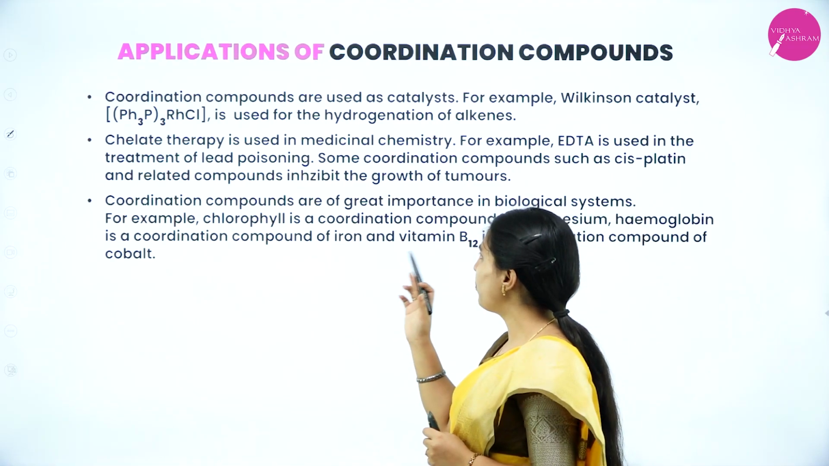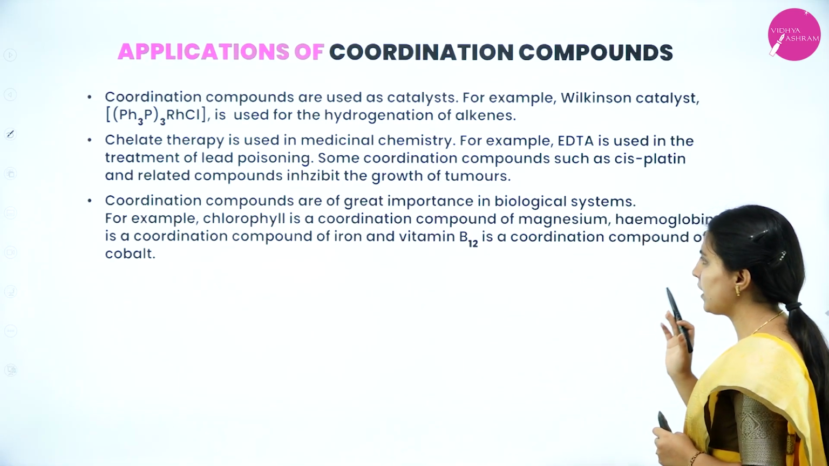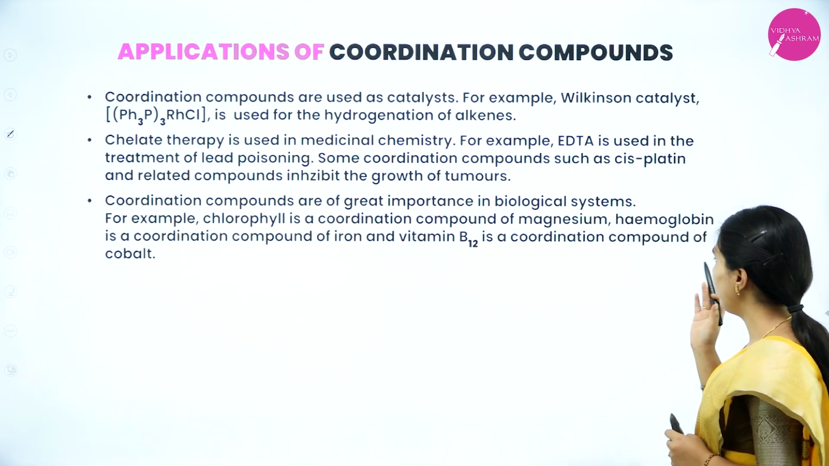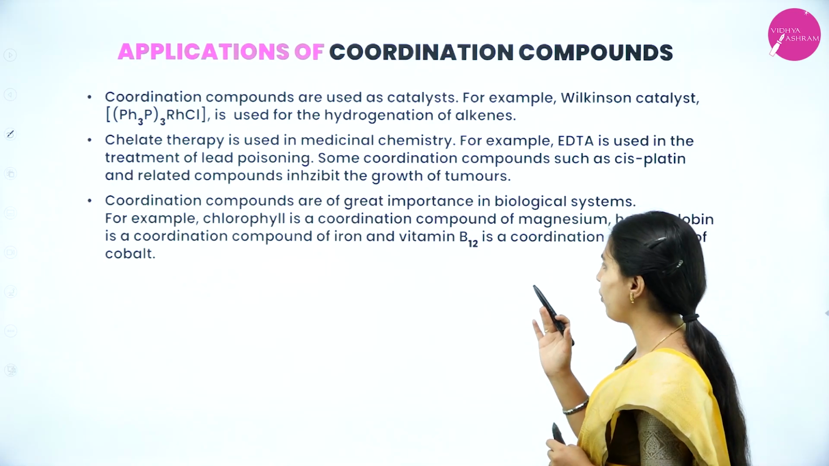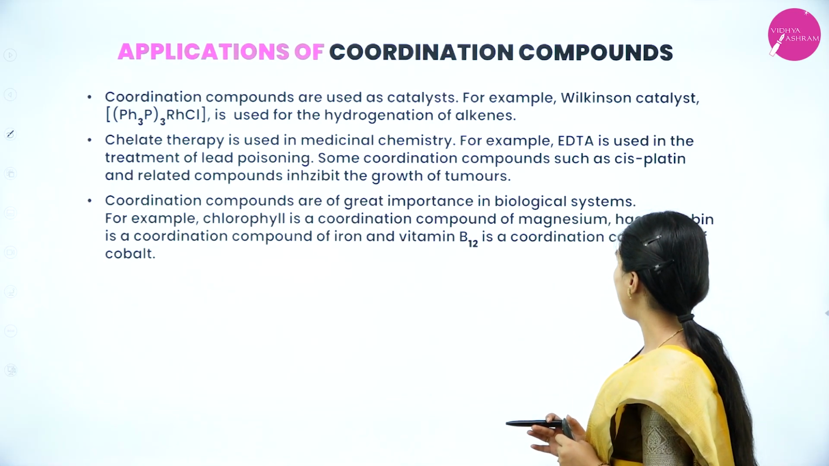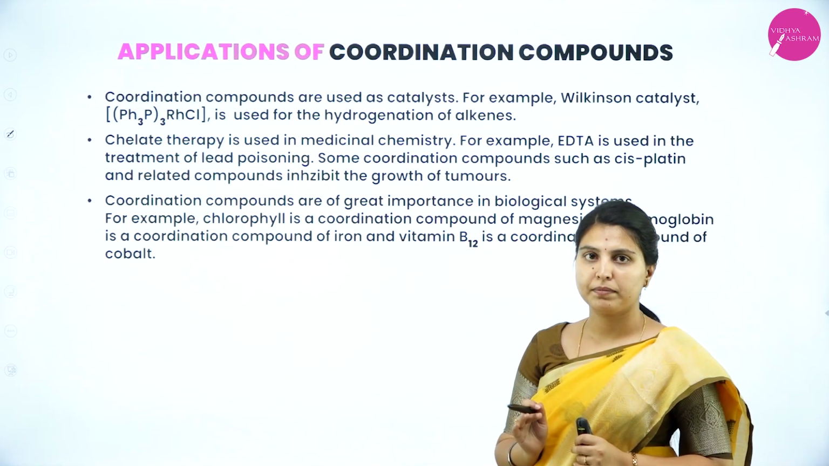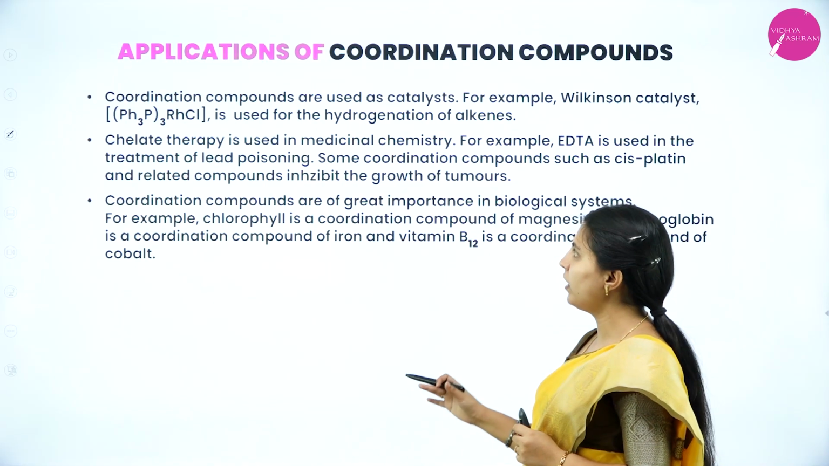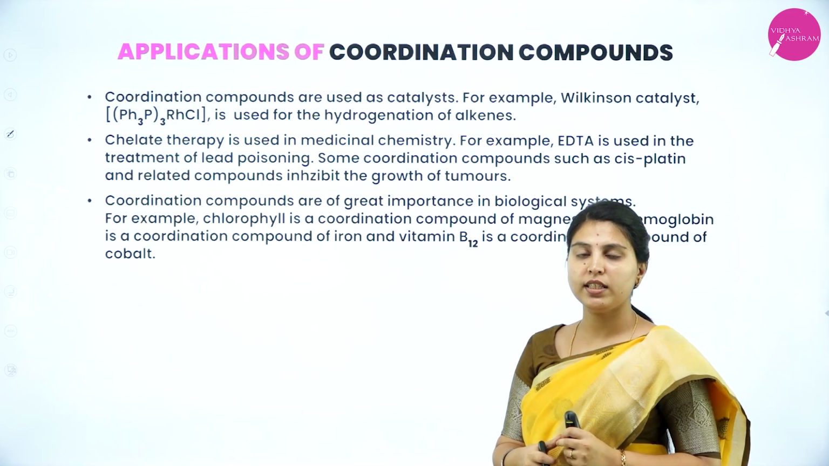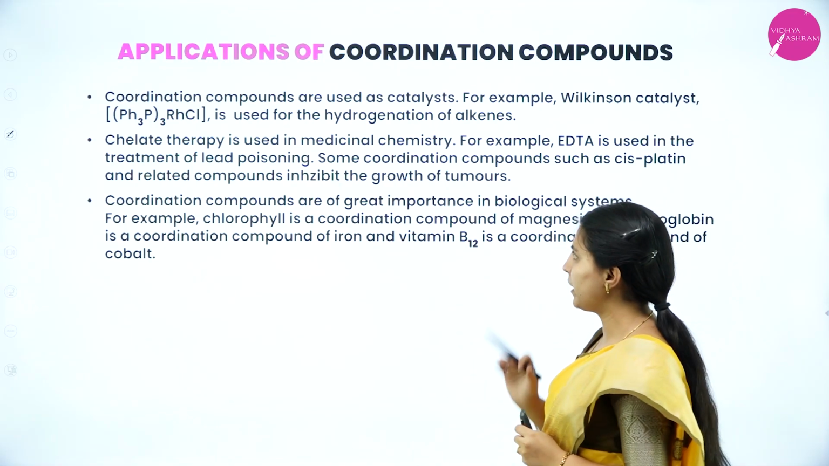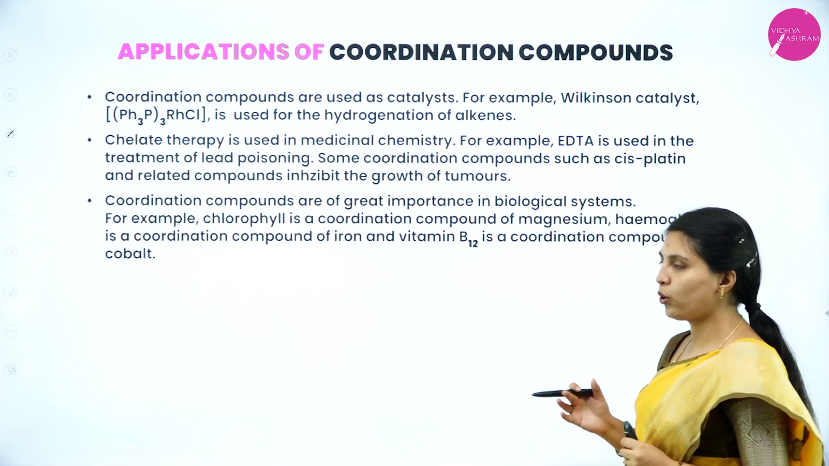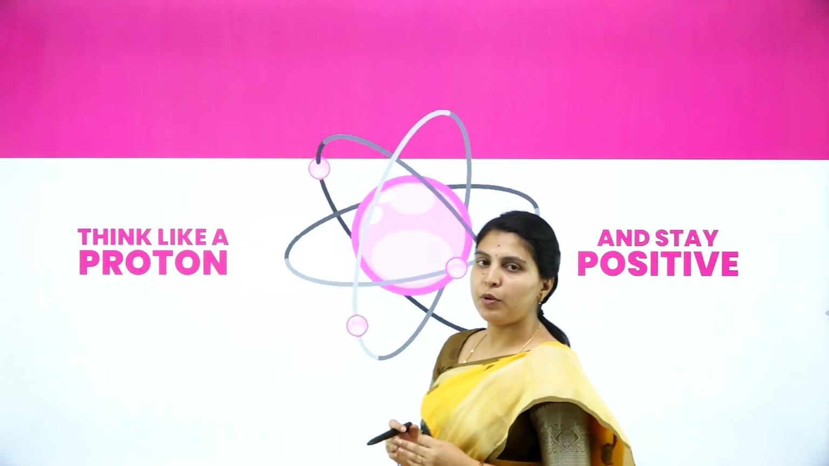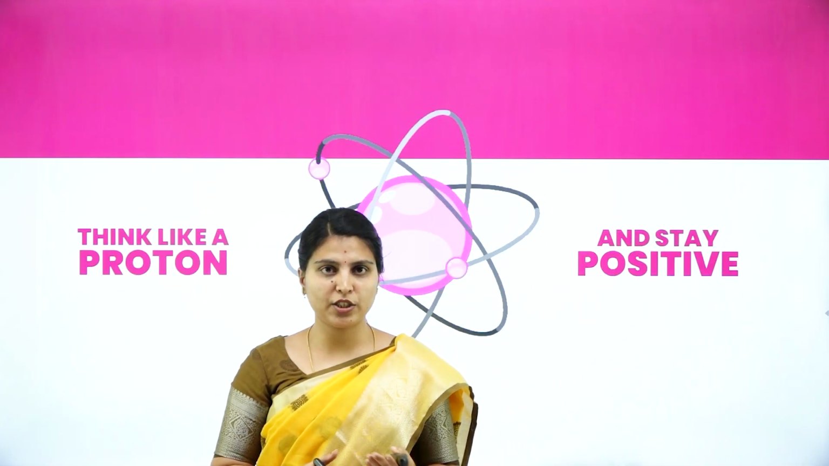Coordination compounds are of great importance in biological systems. For example, chlorophyll is a coordination compound of magnesium, hemoglobin is a coordination compound of iron, and vitamin B12 is a coordination compound of cobalt. Here you can observe biological applications also, and in many processes they are used as catalysts, and coordination compounds are also used to inhibit the growth of tumors. And this is about coordination compounds overall with their properties.